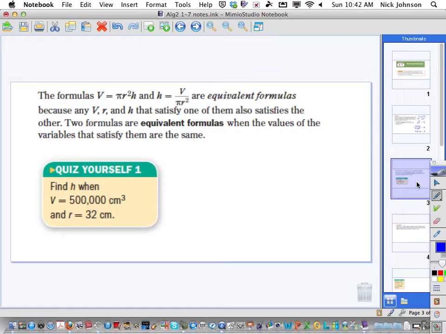So let's look at Quiz Yourself 1. Find H when volume equals 500,000 centimeters cubed and R equals 32. Same process. H equals 500,000 divided by pi, and now we're going to say 32 squared.